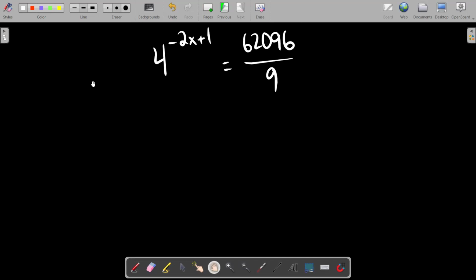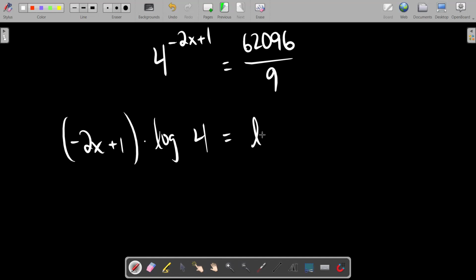So let's look at what are the implications for us? Well, let's take a look. Let's bring down our negative 2x plus 1 and multiply it by the log of 4 and set it equal to the log of 62,096 divided by 9. I saved this for the end because if you were going to get mad at me, I thought we should just get angry on the last problem. When the division doesn't come out nice, we must preserve the integrity of the answer by leaving it as a fraction because fractions are perfect. Decimals are not.